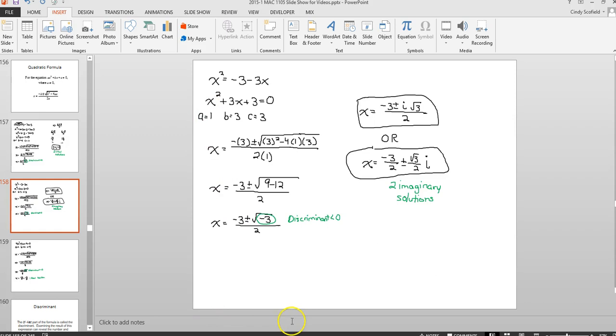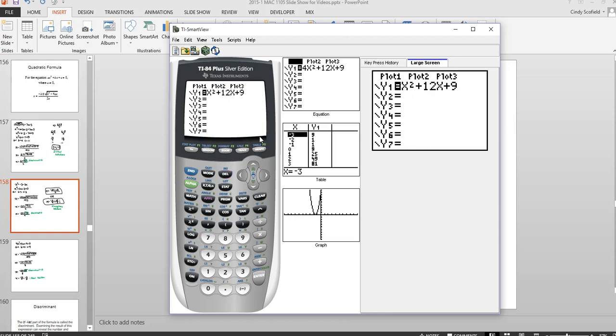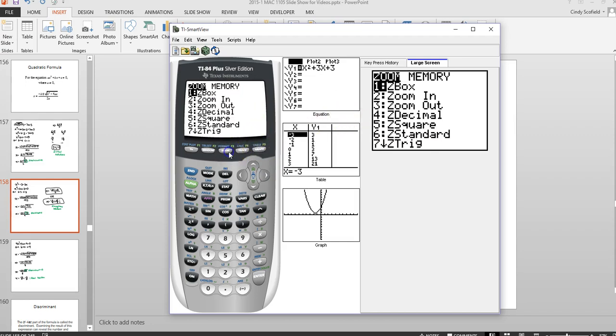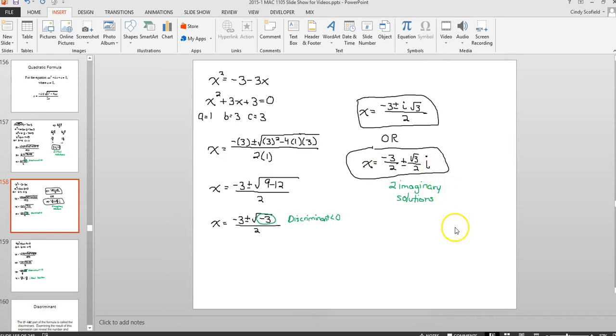Okay, and then this one. X squared plus 3x plus 3 equals 0. All right, graph. Let's zoom in a little. Notice this graph here does not touch the x-axis. The vertex is here above the x-axis. It never crosses the x-axis. So this is an example of one where you have two imaginary solutions. Two imaginary solutions, your graph's either going to be above or below the x-axis. It's never going to touch it. So that's a key example there.